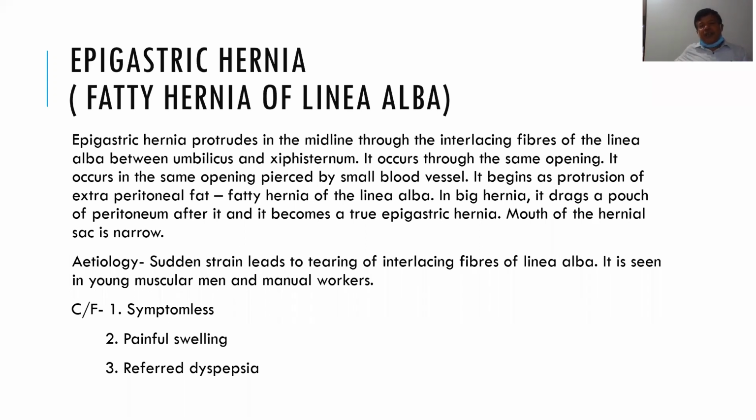Here the etiology is mainly sudden strain, which leads to tearing of the interlacing fibers of the linea alba. It is seen mainly in young muscular men. Clinical features: it may be symptomless except for a small swelling in the midline anywhere between the xiphisternum and the umbilicus. Most of the time the patient has no symptom except the swelling, which may not even be visible, only felt on palpation by the patient with his or her hand. A small swelling may be felt. As there is no pain, there is no need to do anything.